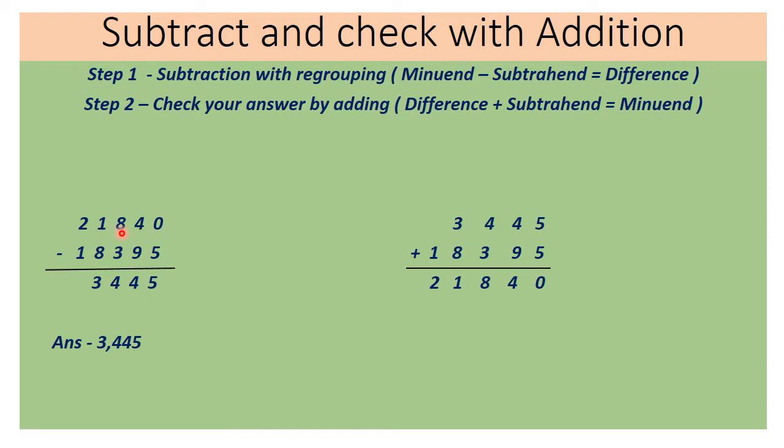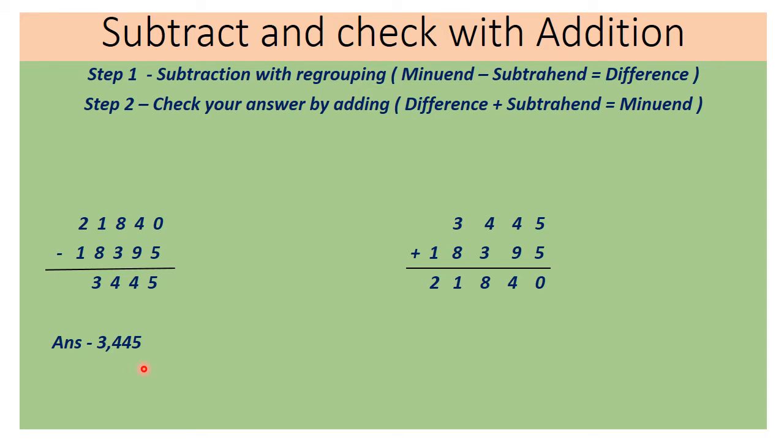Here we have 7. 7 minus 3 is again 4, right? And this 1 will take again 1 carry from 2, it will become 11. 11 minus 8 is 3, and then 1 minus 1 is 0, right? So the difference which we have got here is 3,445, right? Now the question arises: how are we going to check our answer with addition?